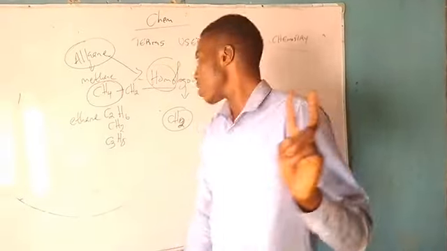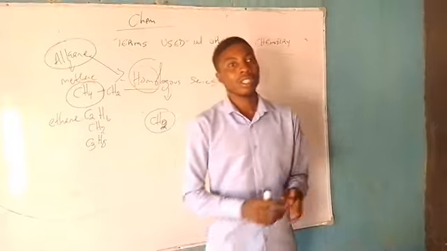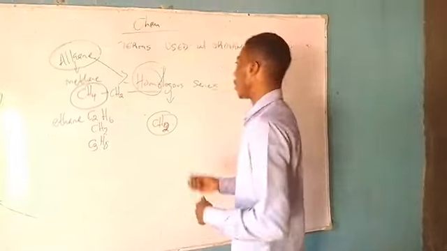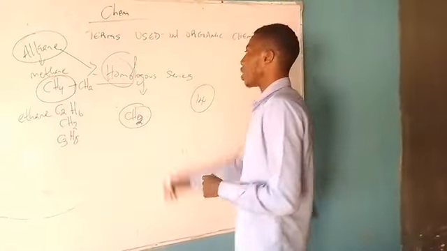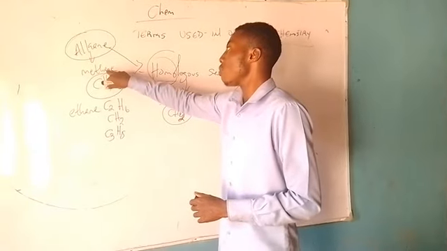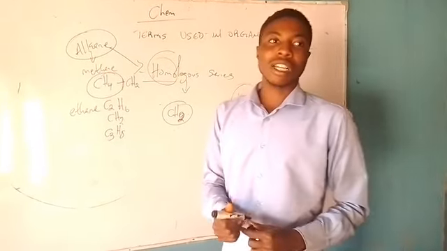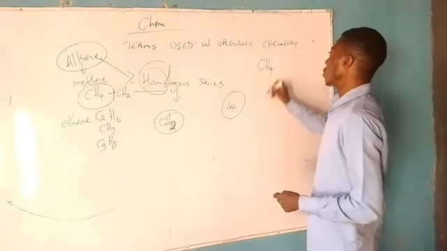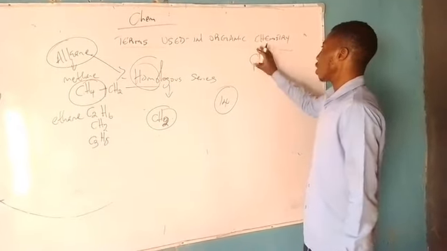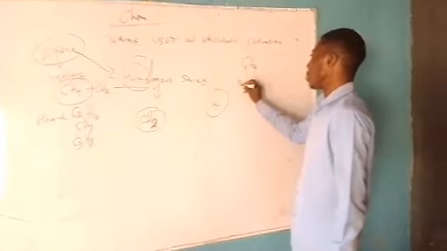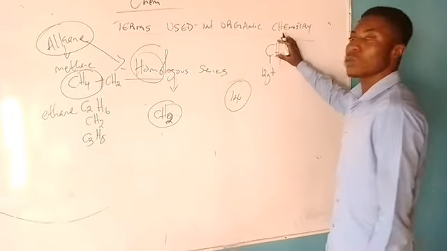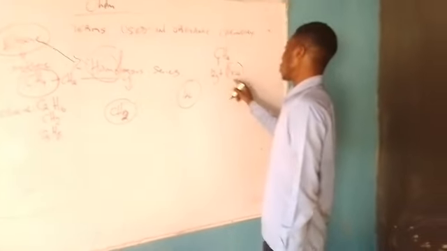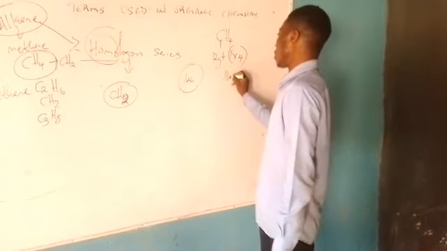So that is the second characteristic. Now we have the third one: the molecular mass of each successive member differs by 14. The difference between the molecular mass of methane and ethane is 14. Let's check. The molecular formula of methane is CH4. To calculate, C is 12 grams, plus H is 1, and 1 times 4 is 4. So this is going to be 16 grams.